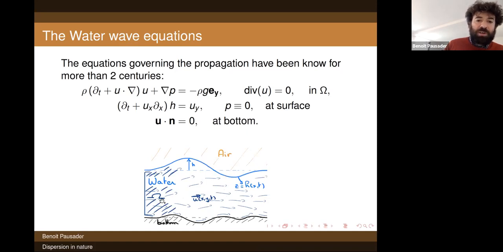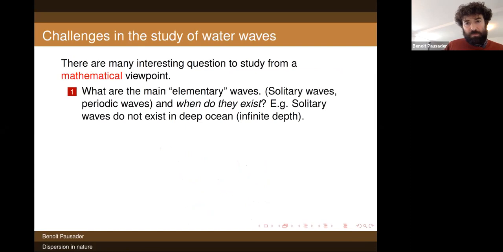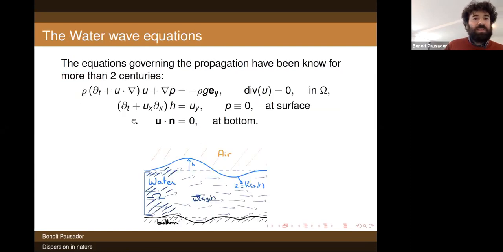And the other thing that you would like to know is how is the water moving underneath this curve? So what is this velocity inside? And in principle, you would like to know it everywhere, but because of the way these equations are structured, it really suffices to know it at the boundary, at the upper interface. And in fact, you need this anyway, because this is the thing that is going to tell you how your interface is going to move. Okay. So this is the system that you have to stare at.